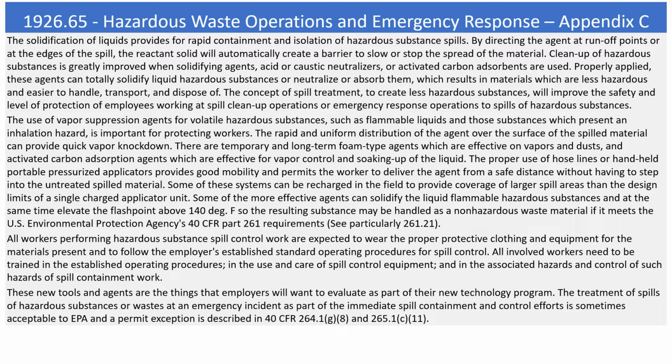The use of vapor suppression agents for volatile hazardous substances, such as flammable liquids and those substances which present an inhalation hazard, is important for protecting workers. The rapid and uniform distribution of the agent over the surface of the spilled material can provide quick vapor knockdown. There are temporary and long-term foam-type agents which are effective on vapors and dusts, and activated carbon adsorption agents which are effective for vapor control and soaking up of the liquid. The proper use of hose lines or handheld portable pressurized applicators provides good mobility and permits the worker to deliver the agent from a safe distance, without having to step into the untreated spilled material.